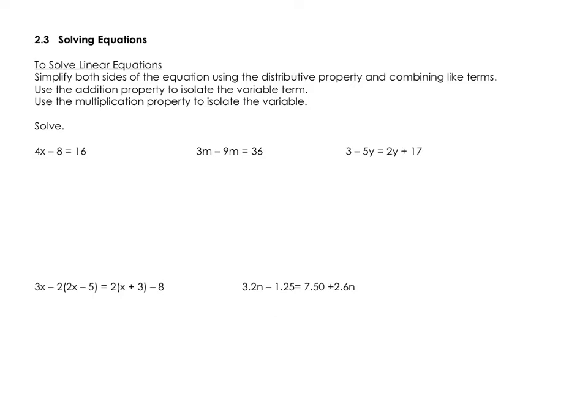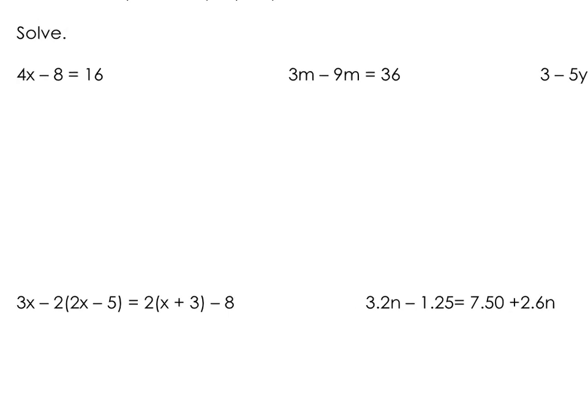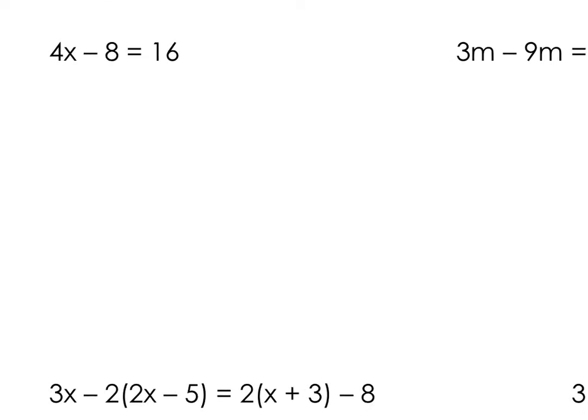So let's solve these problems. 4x minus 8 equals 16. We don't have any simplification to be done, so let's isolate the 4x term. We need to get rid of that minus 8, so we add 8 to both sides to keep the equation in balance. That gives us 4x equals 24.